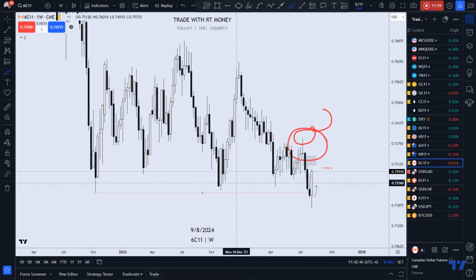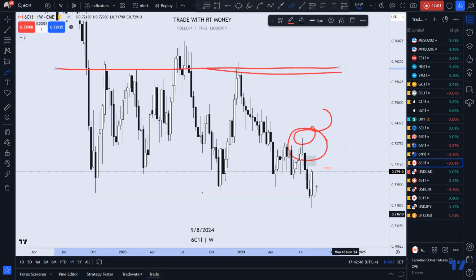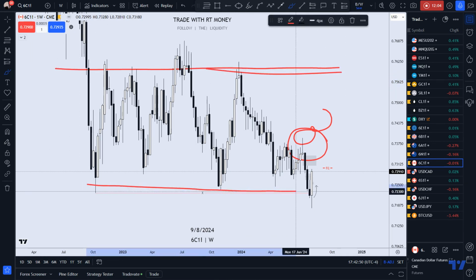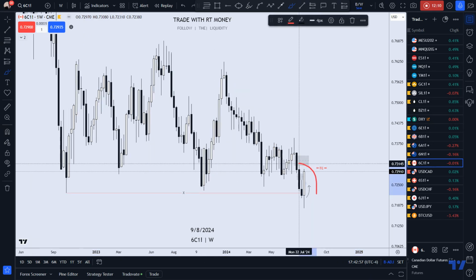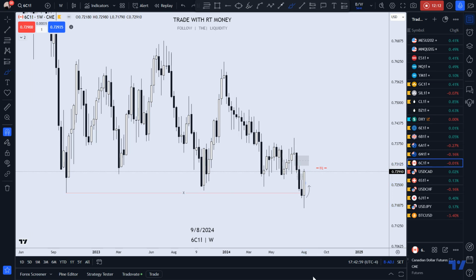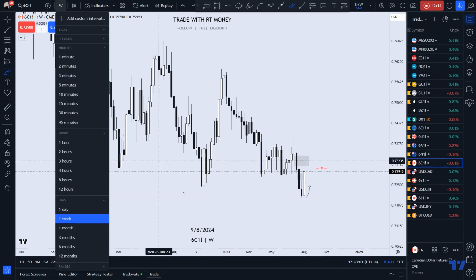All right, we may be going back up to these highs, right? Because this is the consolidated range. We may be going back up to the top. So I'm preparing for that. Look how bullish that weekly candle was last week. That's a very bullish close.